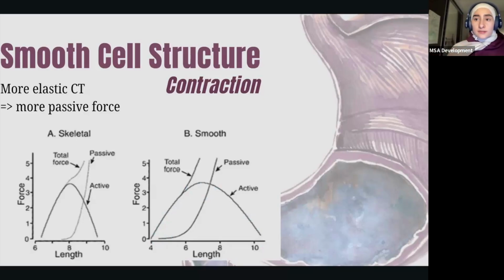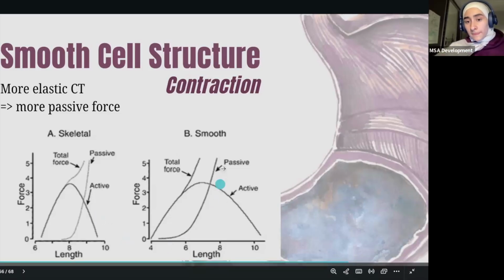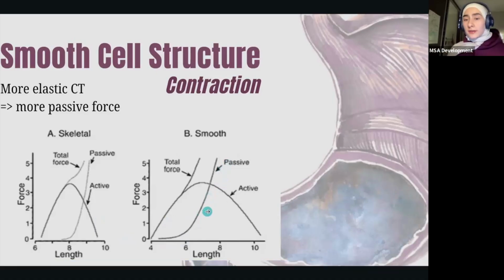And you have this in all of your cells. All of your cells, smooth, skeletal and cardiac, have elastic connective tissue, which means they all have this passive force. This passive force, once again, is not caused by your actin or your myosin. It's simply caused by your connective tissue. Your connective tissue is going to be stretched and it's going to want to come back. That's it. In your smooth muscles, you have a lot of connective tissue, specifically elastic connective tissue, which means that the more you stretch the smooth muscle, the more it's going to want to come back.